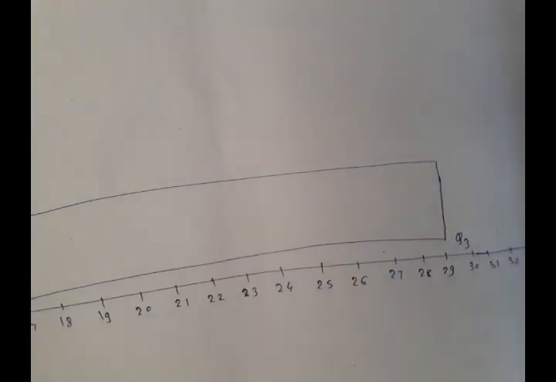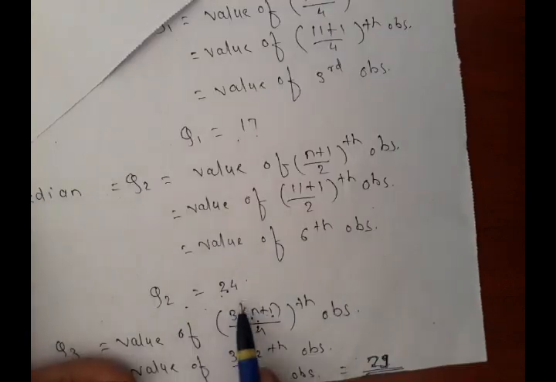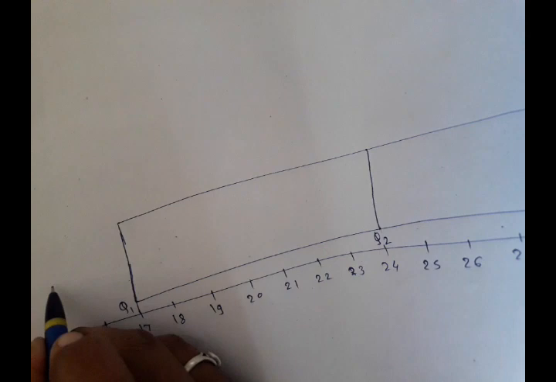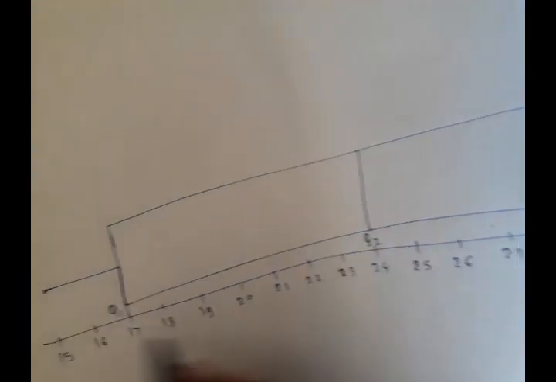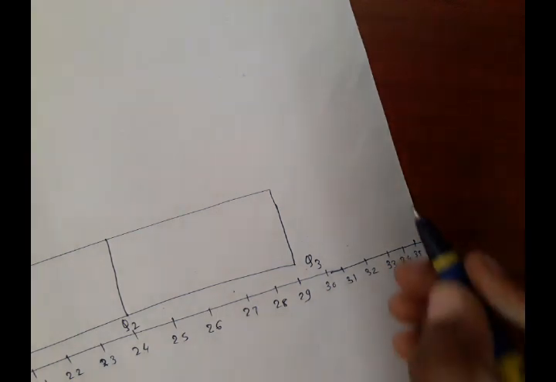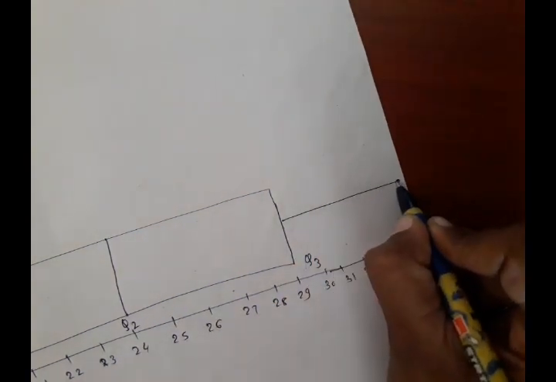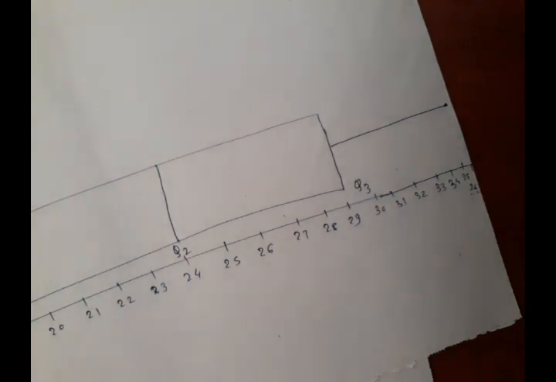For next step, the vertical line goes through the box at the median. So median is 24. So draw here a vertical line at 24, Q2, and in next step, the whiskers go from lower quartile to the minimum and upper quartile to the maximum. So draw here one line to 15, and upper quartile to 36, so draw here also line. This is the whisker plot graph. Whisker plot.